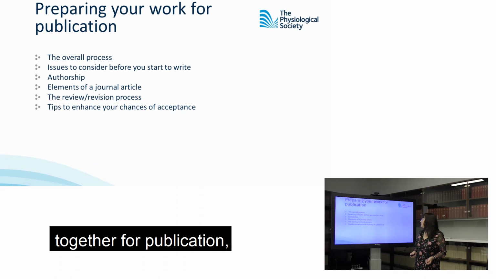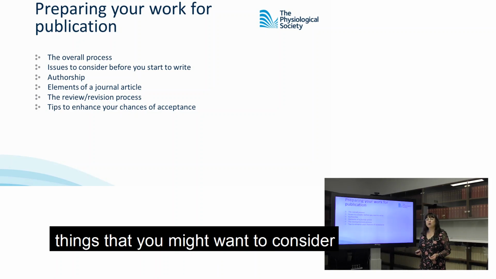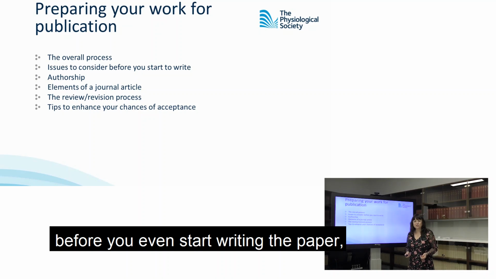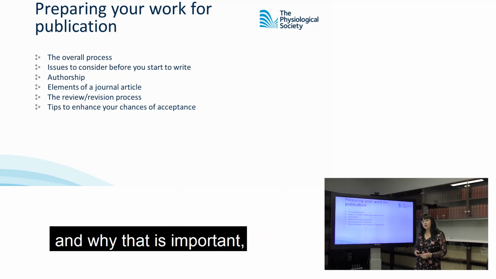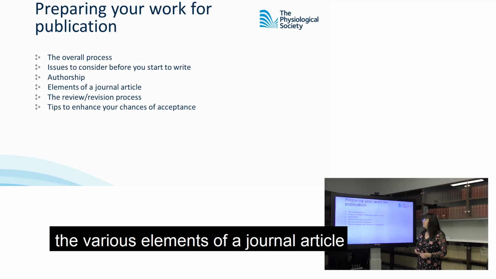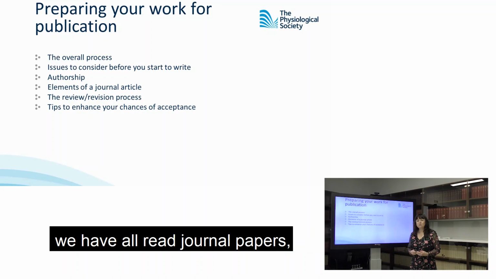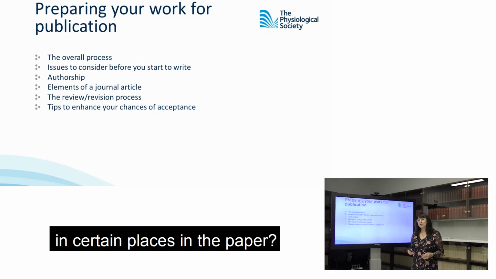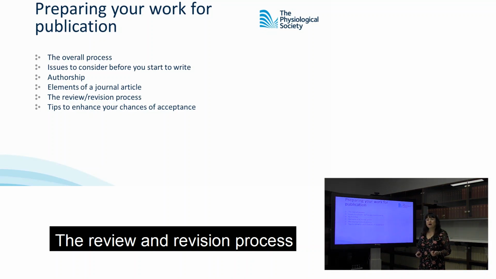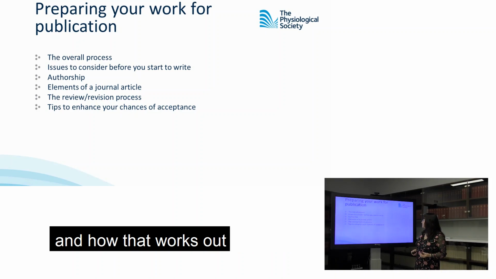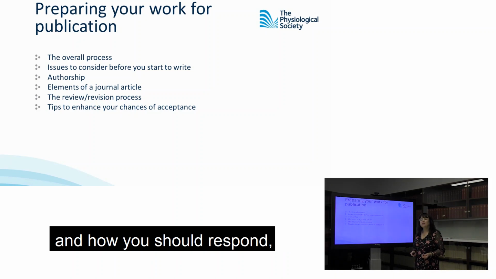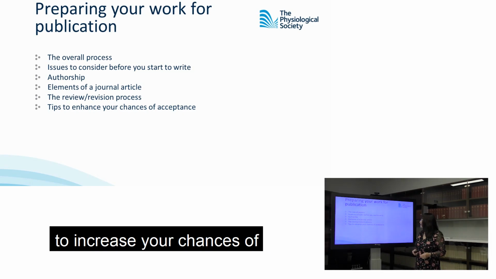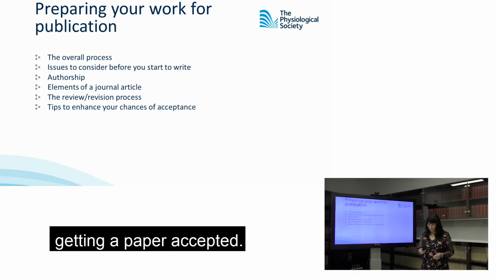process of putting your work together for publication, things that you might want to consider before you even actually start writing the paper, who should be an author on the paper and why that's important, the various elements of a journal article. We've all read journal papers, but why do you put certain material in certain places in the paper? The review and revision process and how that works out and how you should respond, and then some tips at the end to increase your chances of getting your paper accepted.